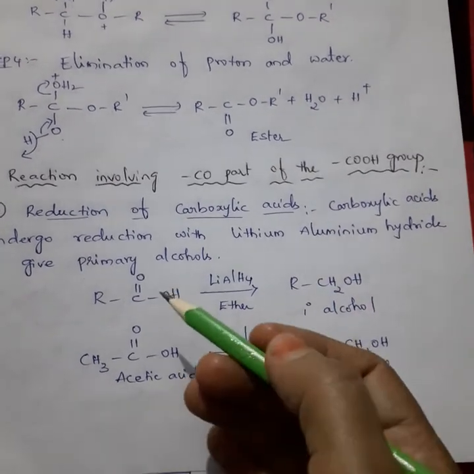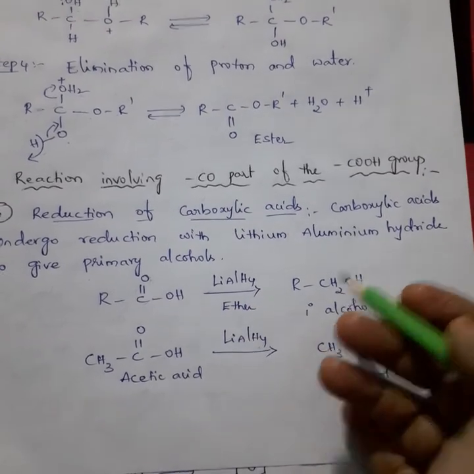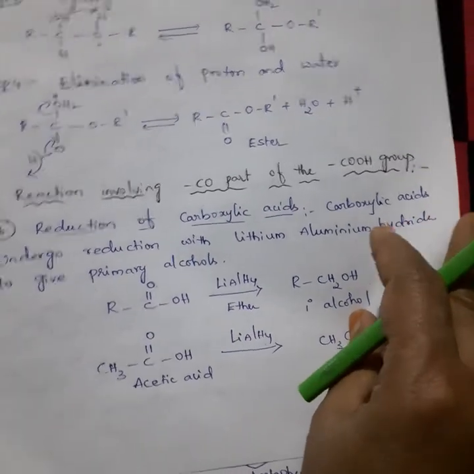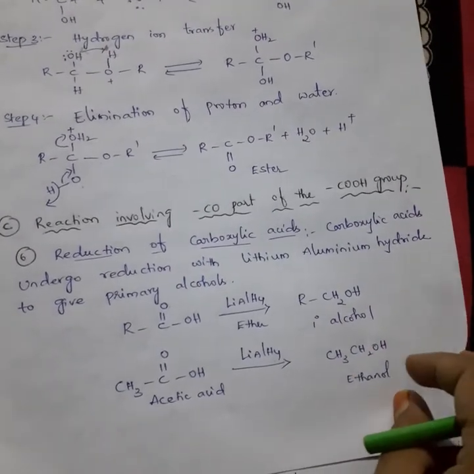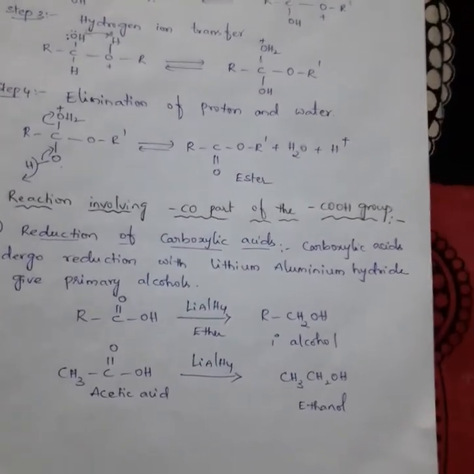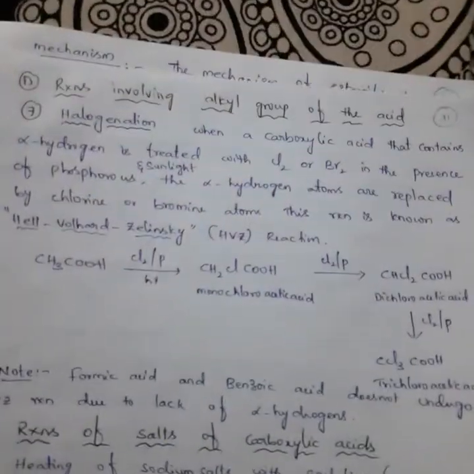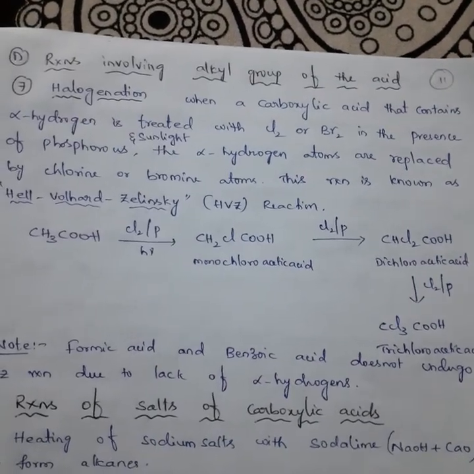The change that happened here is that CO will become CH2. Okay, so that's it about the reactions which involve the CO part of this COOH group. And the next one is the reactions which involve the alkyl group of the acid.